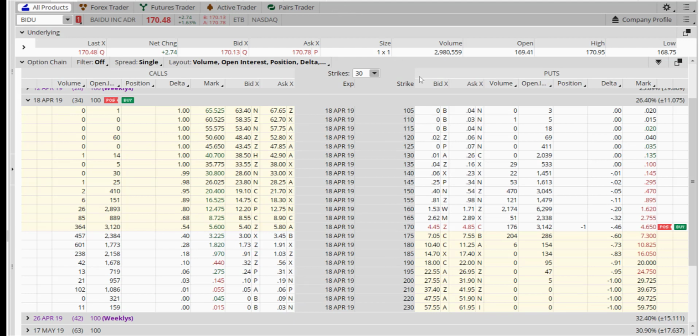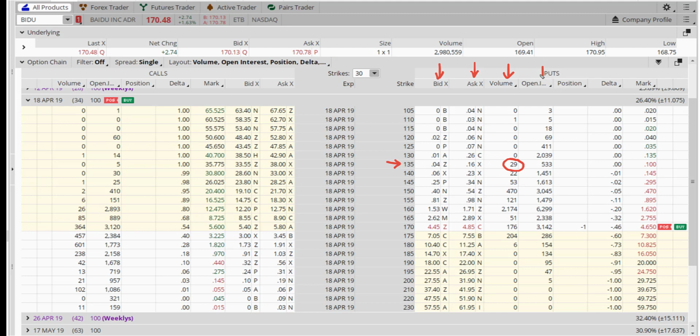Now let's go through each of the columns, and I think these are the important columns that you should be aware of. First column is the bid, the price at which buyers are willing to buy. Next is the ask, the price at which sellers are willing to sell. This is the volume of the option contract at each of the strike prices. So at the 135 strike price, there were 29 contracts that were traded today.